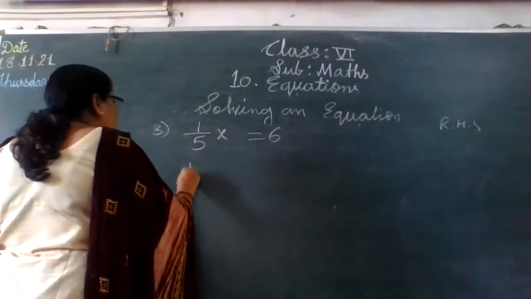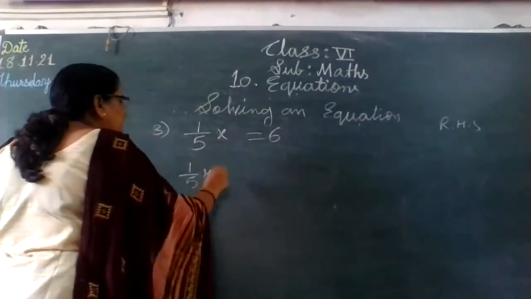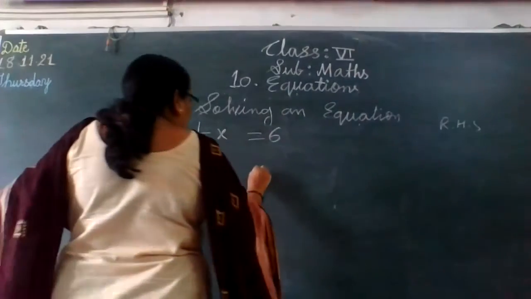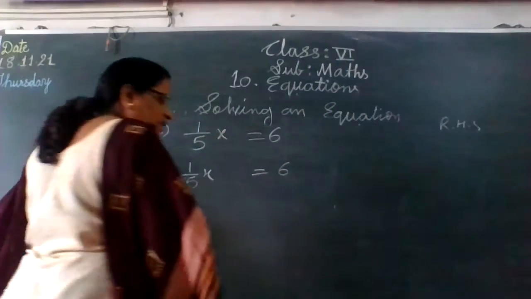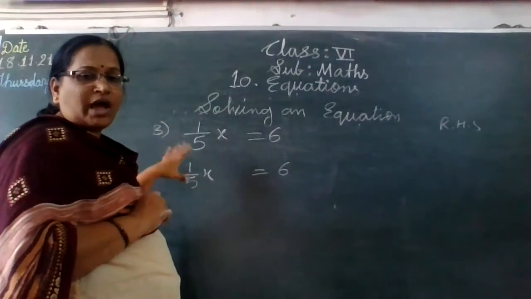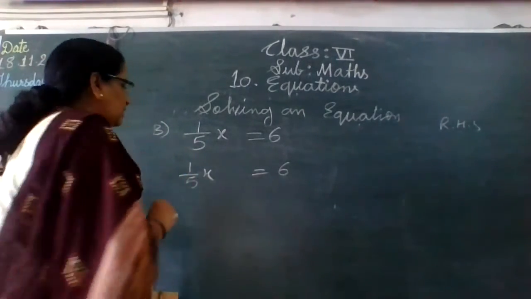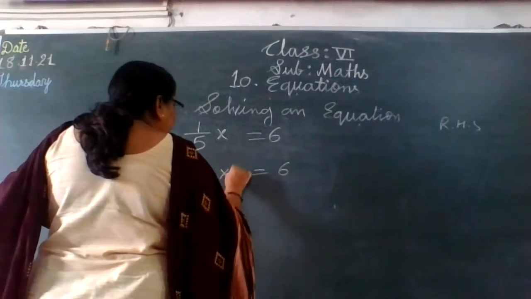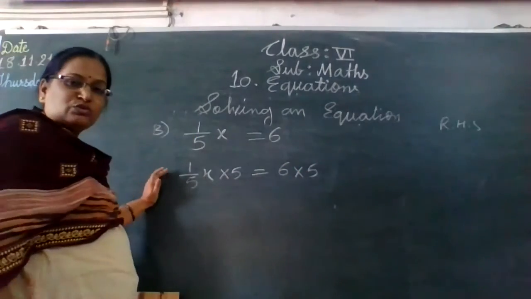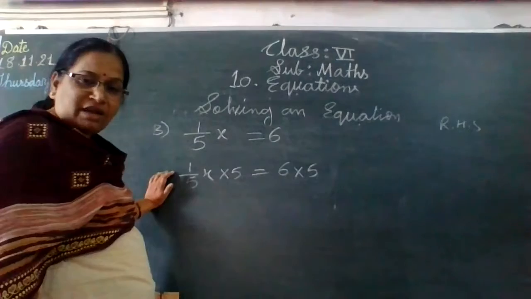So here is 1 upon 5, so you can say it is x upon 5. Right hand side has 6. To remove 1 upon 5 from this side, you have to take its opposite, that is multiplied by 5 on both sides. Here you have to use the multiplication equality.